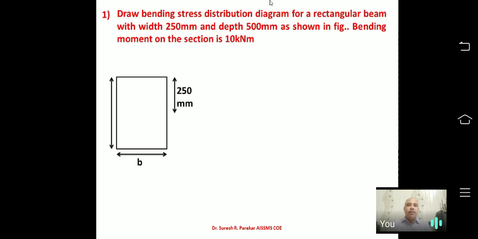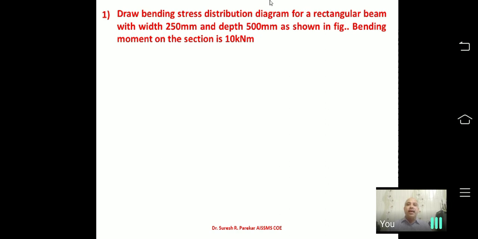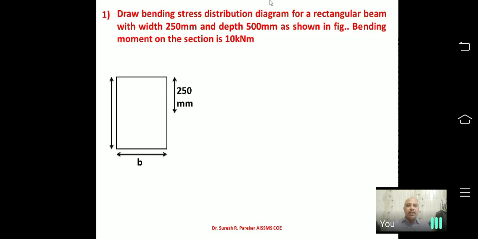Now go to the first problem. Draw the bending stress distribution diagram for a rectangular beam with width 250 mm and depth 500 mm as shown in the figure. The bending moment on this section is 10 kilonewton meter. So we have B given as 250 and depth 500 millimeters. The neutral axis is at the center, which is 250 millimeter.